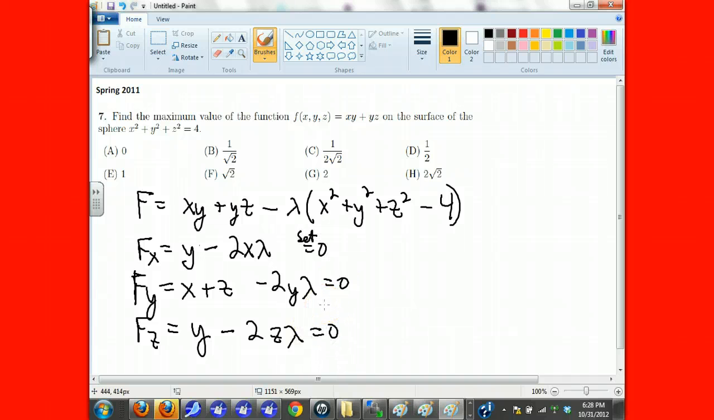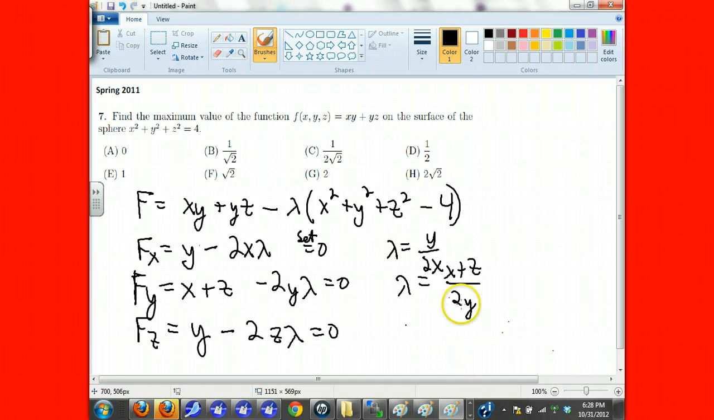So on the one hand, lambda is equal to y over 2x. On the other hand, lambda is equal to x plus z over 2y. And on the other hand, lambda is equal to y over 2z.